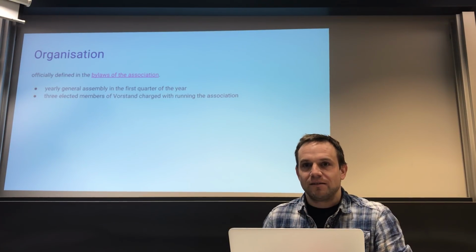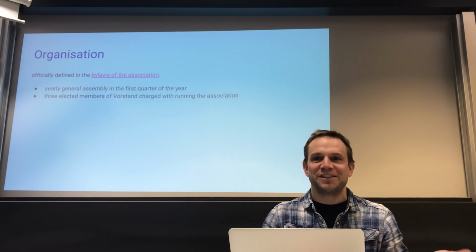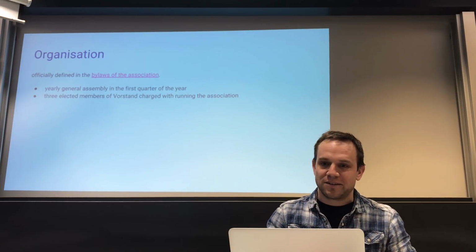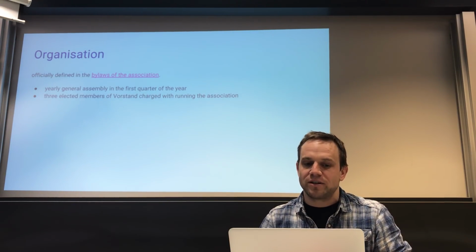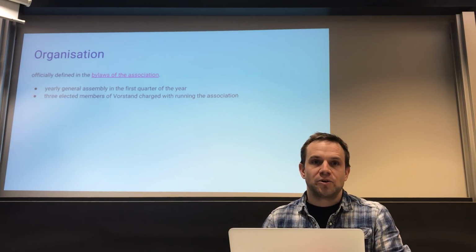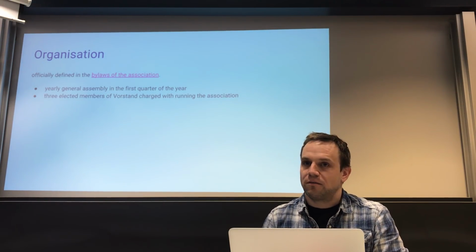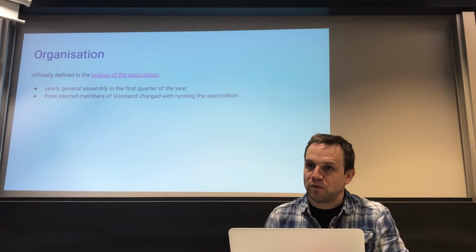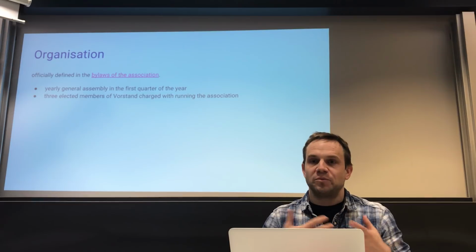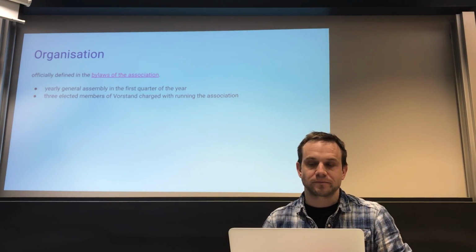The organization is rather simple. I mean, what I did is actually just copied the standard template for founding an association in Switzerland. This is 3 pages of text, but the simple structure is there's a yearly general assembly in the first quarter of the year. And currently the size of the board of directors, Vorstand in German, is 3 people, and they're charged with running the association, following the purpose, keeping proper accounting, and presenting a report on the activities and the accounting to the General Assembly at the beginning of the year.